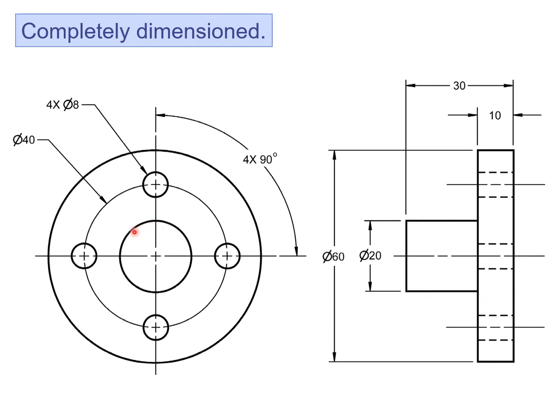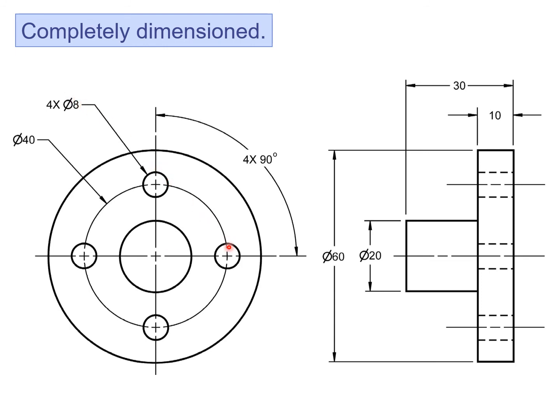Same thing with this circle. This circle here is not a hole. The circle is a cylindrical solid. It's a shaft, and we dimension it in the rectangular view. So we have it here at diameter 20. Again, we do not dimension this circle of diameter 20 because it's a solid. Now, if this circle represented a hole, then we would dimension the circle.